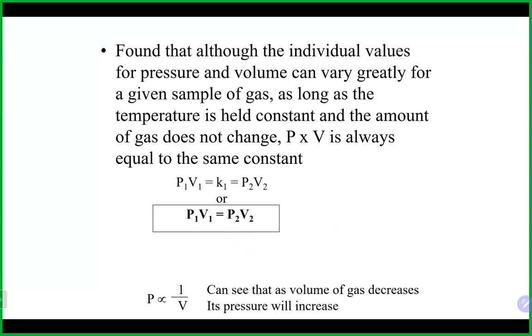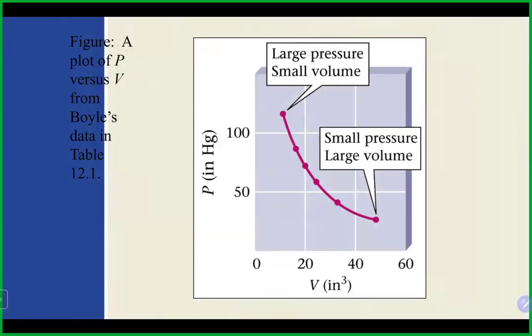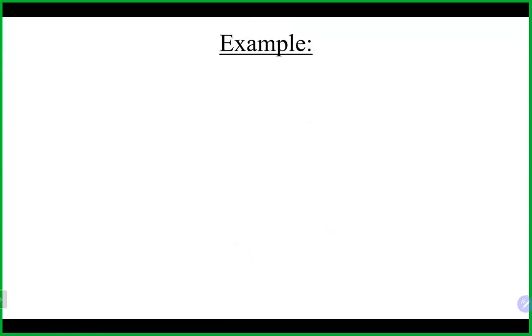All right, so if we take a look at a graph of this, here we see a small volume and a much larger pressure. And as we give everybody a lot more room to move around in, we see that the pressure drops pretty dramatically there, again, because it's going to slow down the number of collisions that are occurring. All right, so let's try one here.